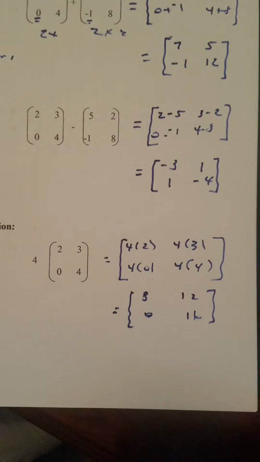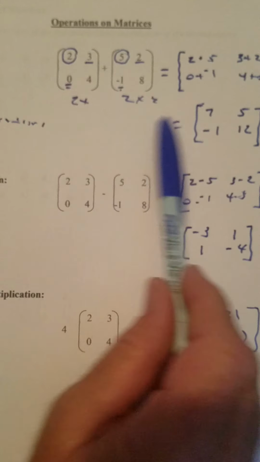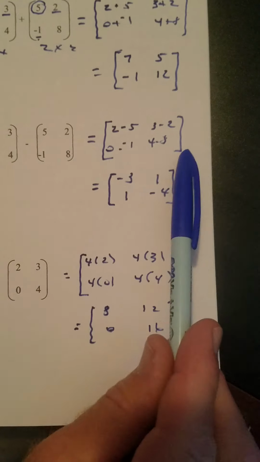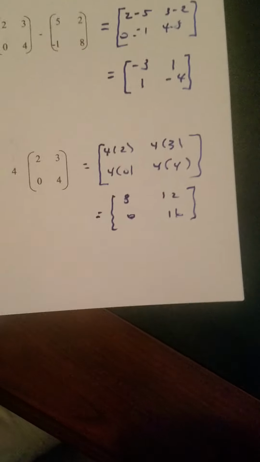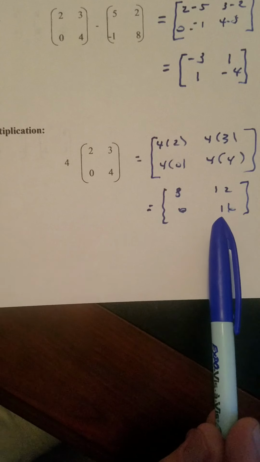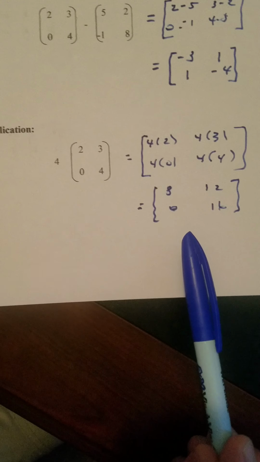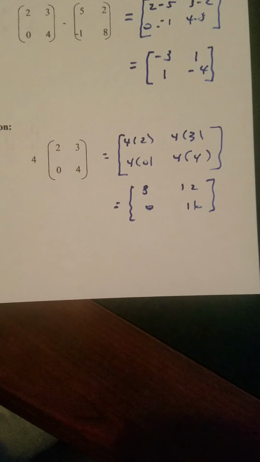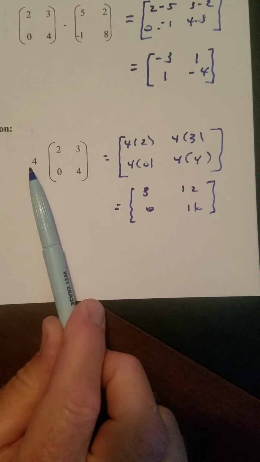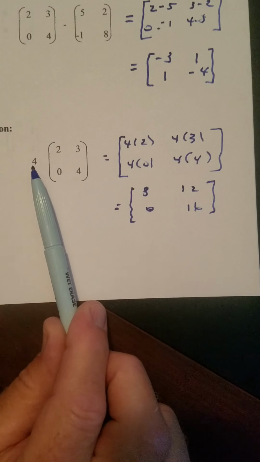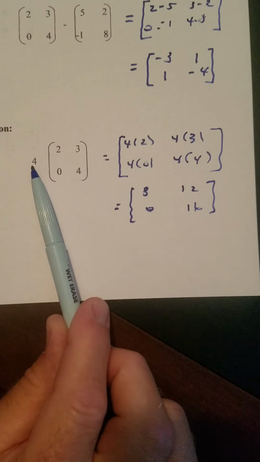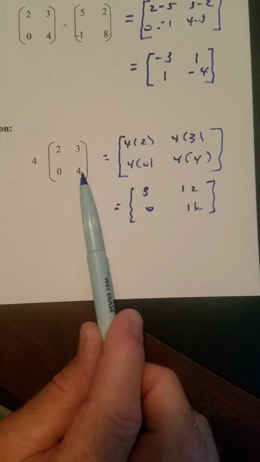When I left off, I had shown you how to add matrices, how to subtract matrices, and I was working on scalar multiplication. On scalar multiplication, really all it is, you've got a number on the outside. It's like the distributive property. You're going to take the number on the outside times each one of the 4 entries on the inside.